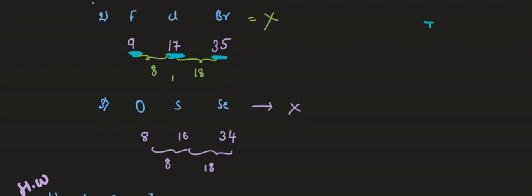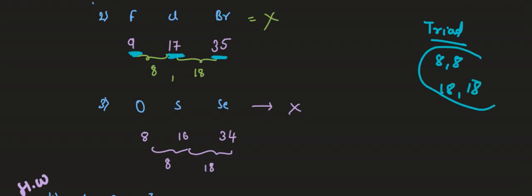So as I said, you should say that the question is eligible for the triad system if the atomic number differences are 8, 8 or 18, 18. If you are getting anything other than these two combinations, that indicates it is not eligible for the triad system.